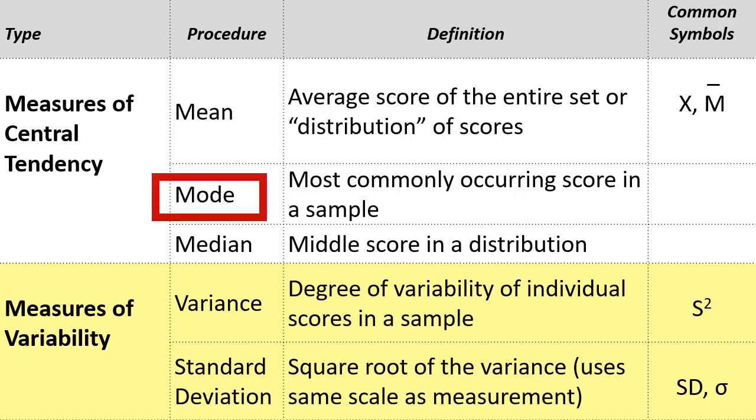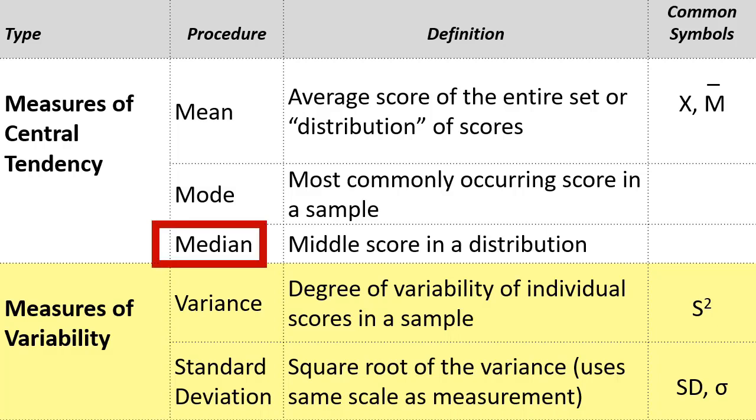Mode is the most commonly occurring score in a sample, and that's an important value to represent in some tests. And finally, median, and that's the middle score in a distribution. So if you line up all of the scores or values in a distribution, median would be the one that would be precisely in the middle, given the number of observations in your sample.